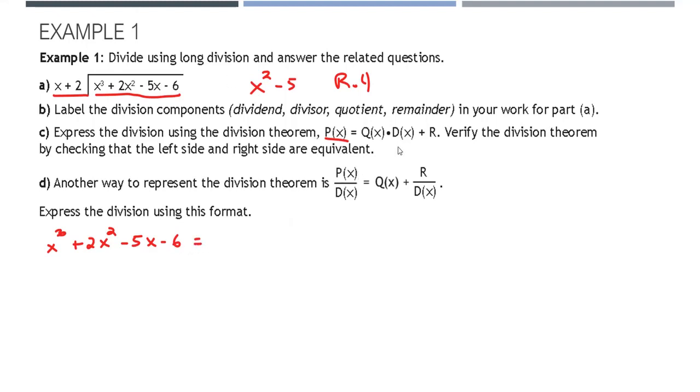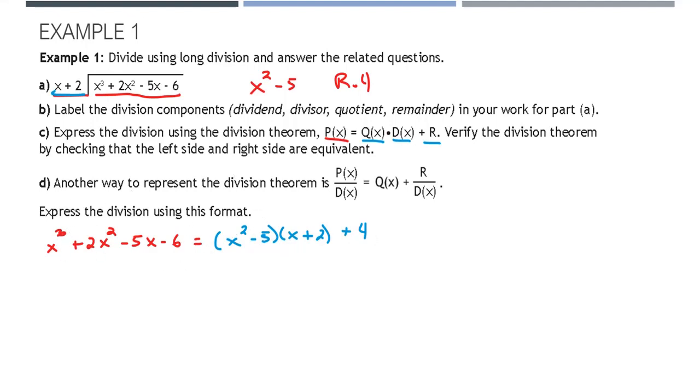And then our Q of x, well, that's our quotient. So our quotient we found out was x squared minus 5, and that's multiplied by the divisor. So our divisor was x plus 2, so multiply by x plus 2. And then we need to add the remainder, which was 4. So what this is saying is if I multiply these two factors using FOIL and then I add 4, I should get back to my original polynomial.